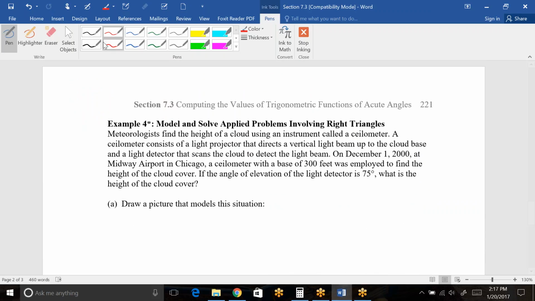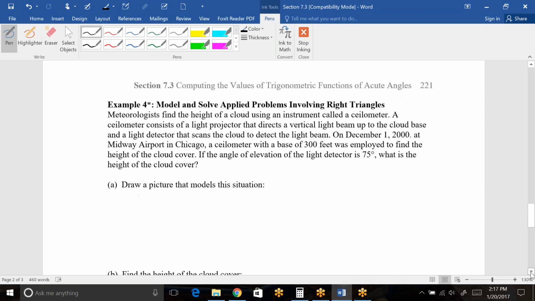Okay, meteorologists find the height of a cloud using an instrument called a ceilometer. I can't say that right. It consists of a light projector that directs a vertical light beam up to a cloud base and a light detector that scans the cloud to detect the light beam. On December 1st, 2000, at Midway Airport in Chicago, they had a base of 300 feet, and it was employed to find the height of a cloud cover. If the angle of elevation of the light detector is 75 degrees, what is the height of the cloud cover?